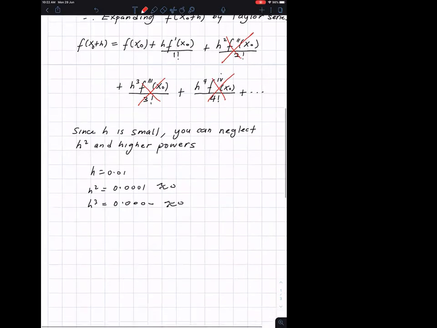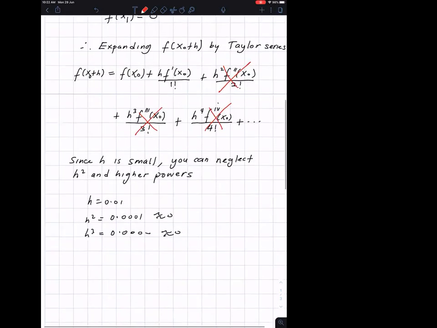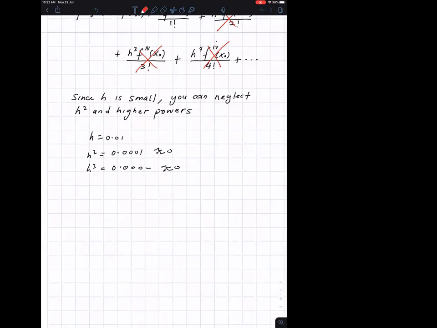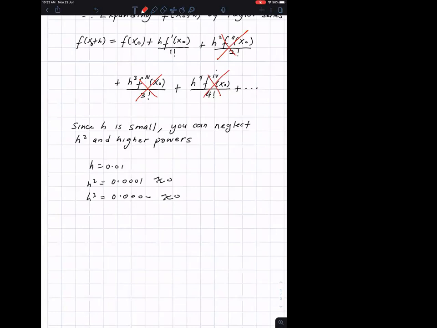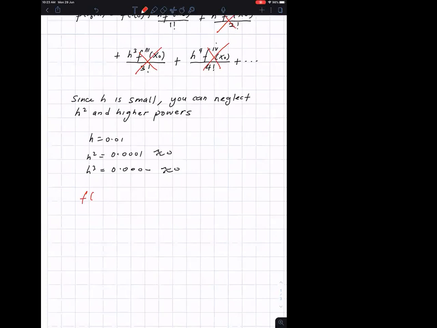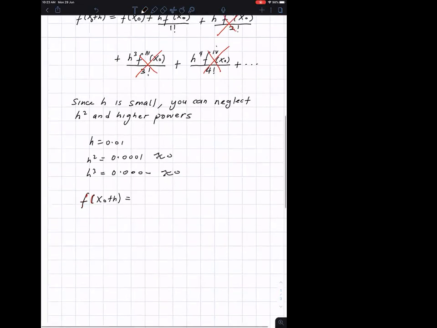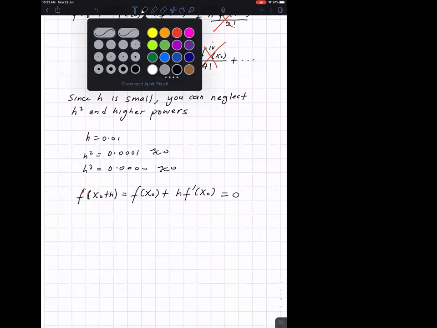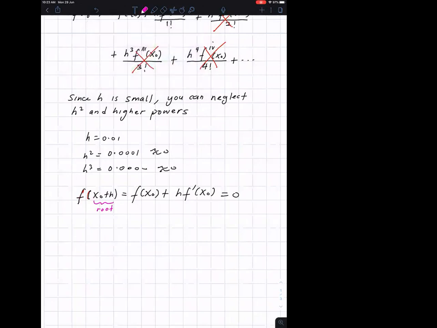If you do that, then you're going to end up getting f(x0) plus h f'(x0). Okay, remember, if this is a root, then the equation must go to 0. Any question?